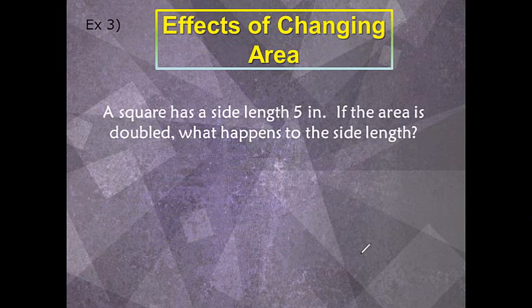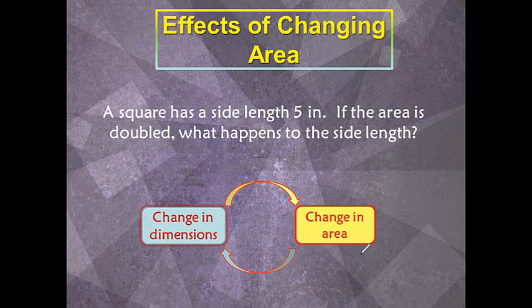One last thing we're going to talk about is the effects of changing the area. So here we have a square that has a side length of 5. If the area is doubled, what actually happens to the side length? Just recall what we've done in the past. Whatever change we have in the dimensions, we take that and we square it to find the change in area. Well, if we actually have a change in area, we're trying to find the change of dimensions, we're going to do the opposite of that. We're going to take that change and we're going to take the square root of it.